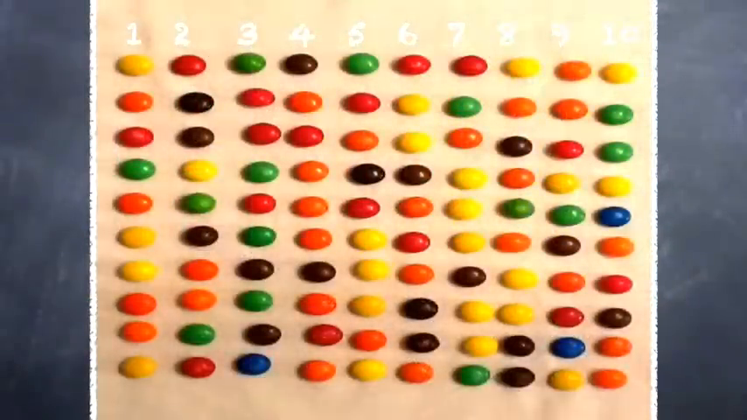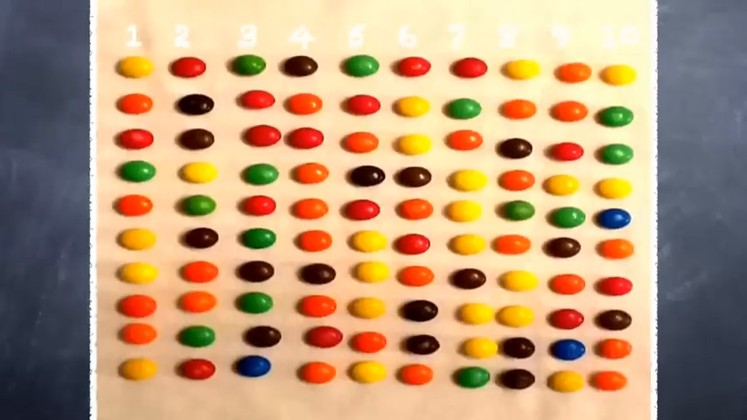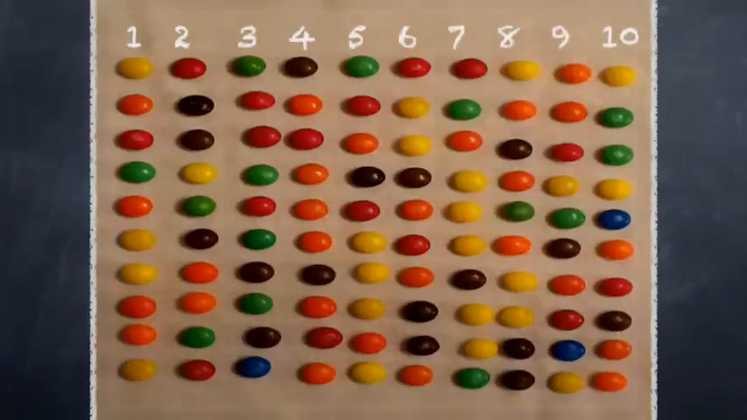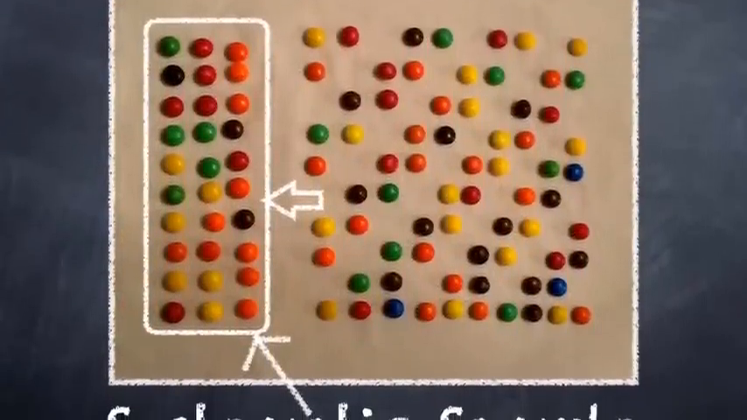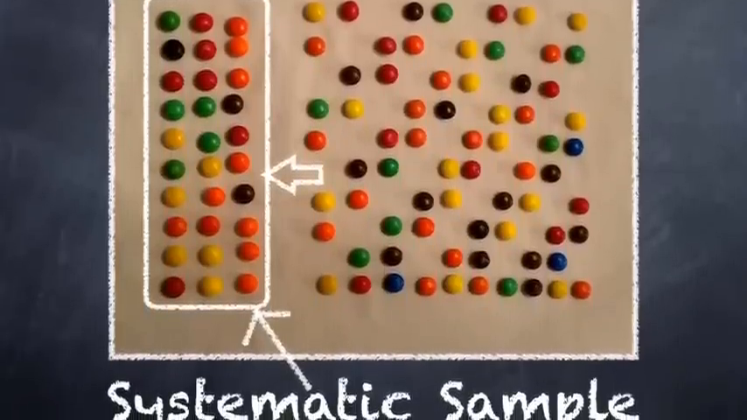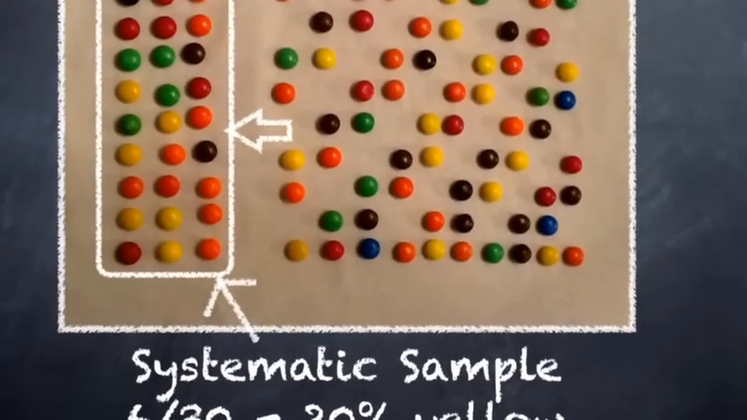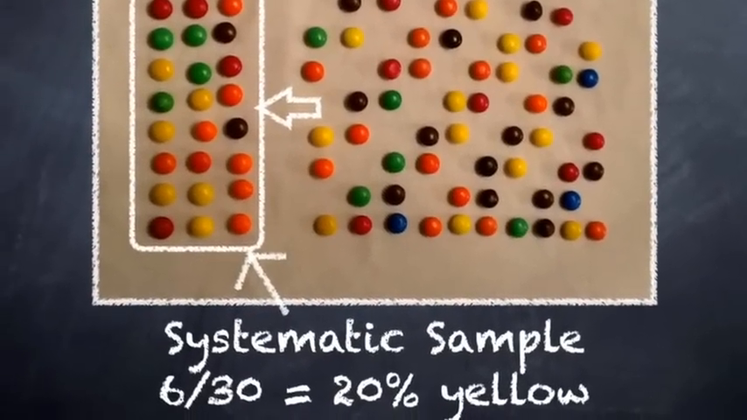To do our third sampling technique, systematic sampling, we'll again need to arrange our candy pieces so that we can number them from 1 to 100. Since we have 100 pieces of candy and we want a sample of 30, we'll take 100 divided by 30 and get 3. This means we'll select every 3rd piece of candy to be a member of our sample. This time we get 6 yellow pieces out of 30, or 20% yellow.